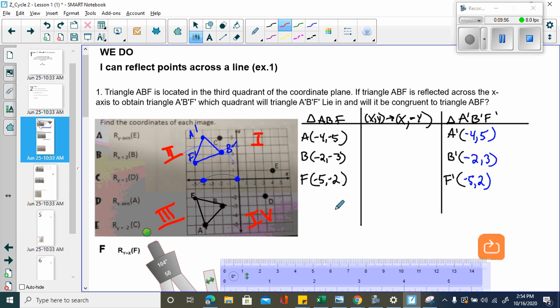So triangle A prime B prime F prime is in the second quadrant.